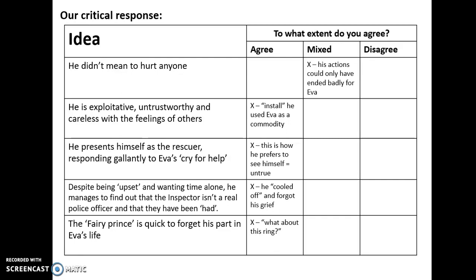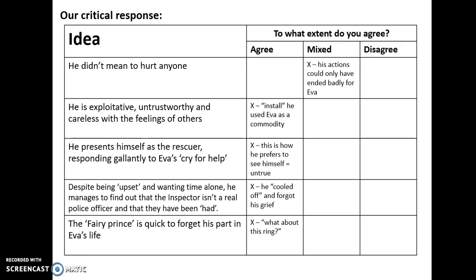Again, you may disagree. He didn't mean to hurt anyone. Do I agree with that? I'm mixed. He might not have meant to hurt anyone, but let's face it, an upper-class man taking up with a lower-class girl who is potentially a prostitute, that could only have ended badly for Eva. It was never going to be a fair and equal relationship.